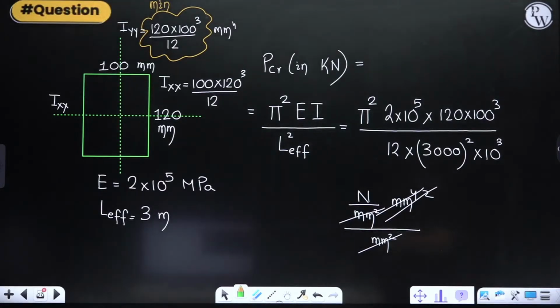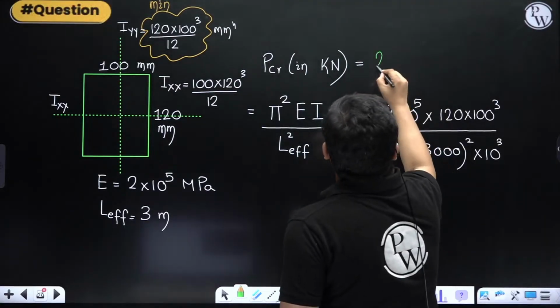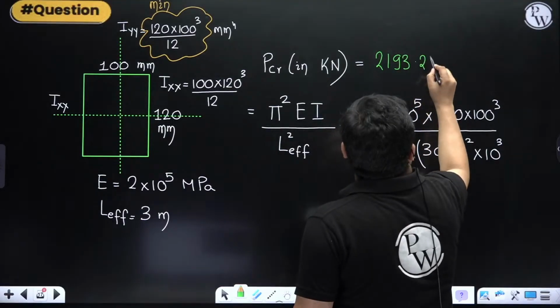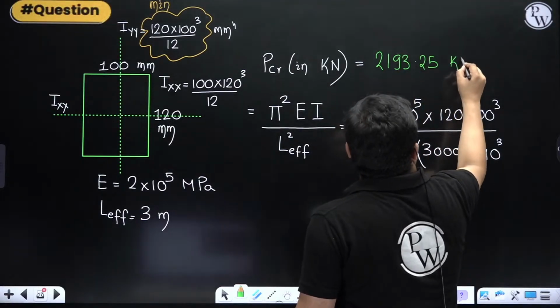Let me calculate. 2 into 10 to the power 5 into 120 into 100 cube into pi square. Further divide by 2, further divide by 3000. Further divide by 10 to the power 3. It's getting 2193.25. Yes, 2193.25 kilonewton.